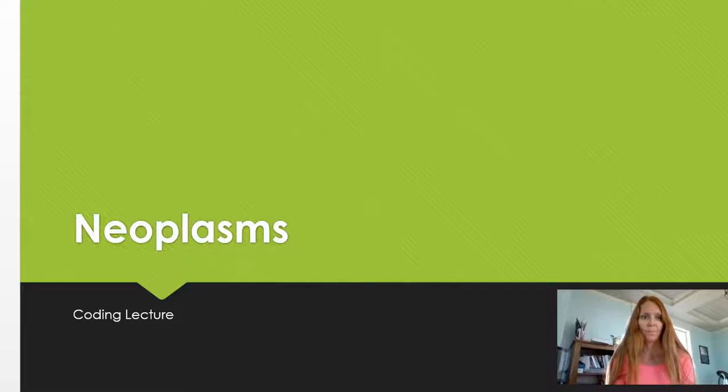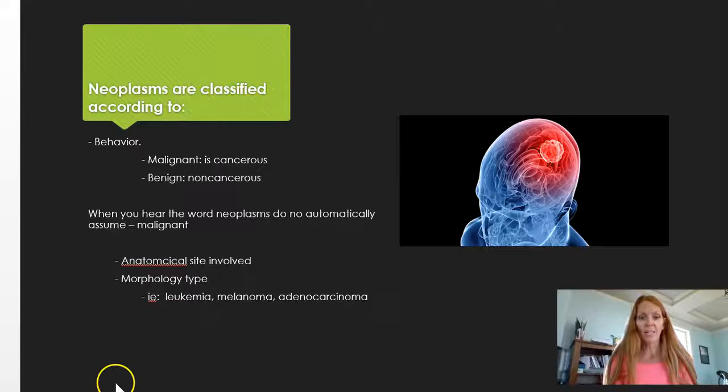So, neoplasms are classified according to their behavior. We have malignant and benign. So all neoplasms are not cancerous, right? Cancer is not synonymous with neoplasm. If we break down the word, neoplasm just means new growth. So what kind of growth? Well, we can have malignant, which is cancerous, or benign, which is non-cancerous.